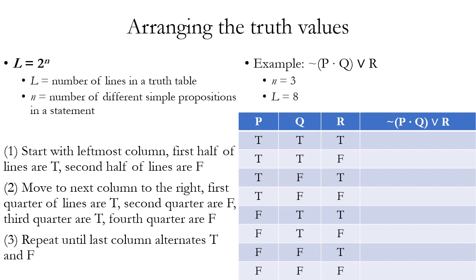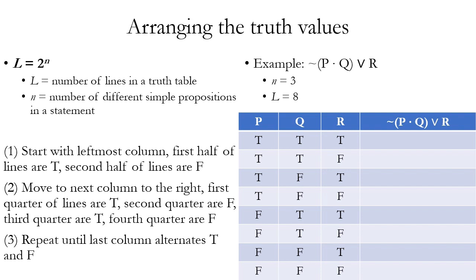After we figured out how many rows it should have, we have to assign truth values to our simple propositions. And the way we do this is we have to follow a rule to make sure that each row has one of the distinct possible assignments of truth values to the 3 simple propositions. We don't want any rows to repeat. They all have to be different, and they have to cover all of the possible assignments of truth values.